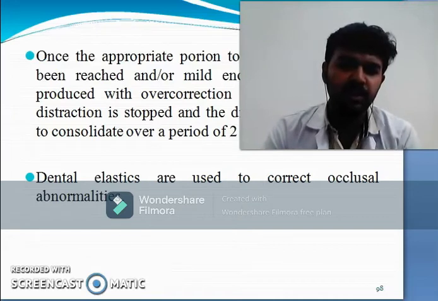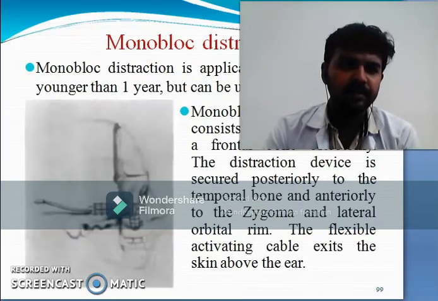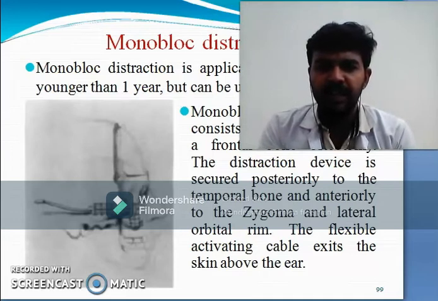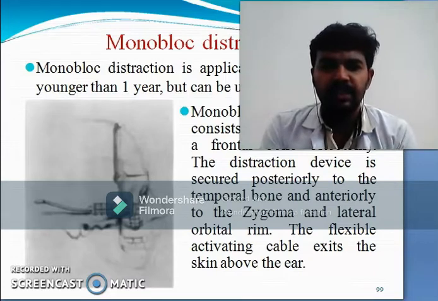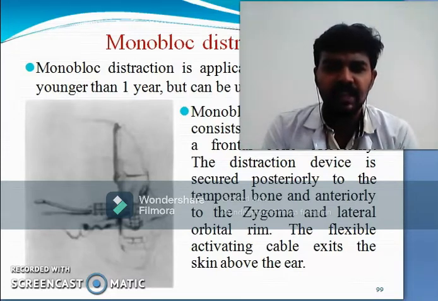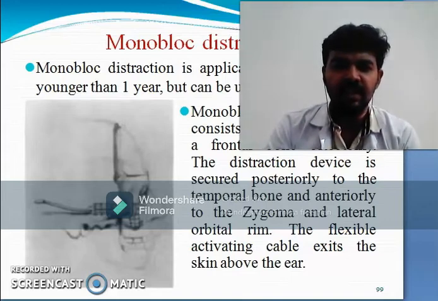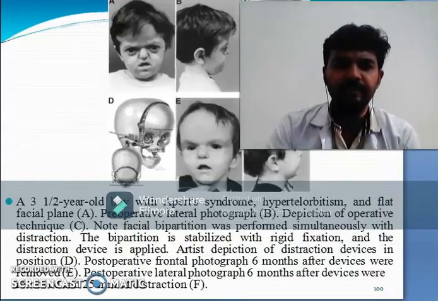Dental elastics are used to correct the occlusal abnormalities. Monoblock distraction. Monoblock distraction is applicable in children younger than 1 year but can be used in any age group. Monoblock consists of a Le Fort III and a frontal bone osteotomy. The distraction device is secured posteriorly to the temporal bone and anterior to the zygoma and lateral orbital rim. The flexible activating cable exits the skin above the ear.